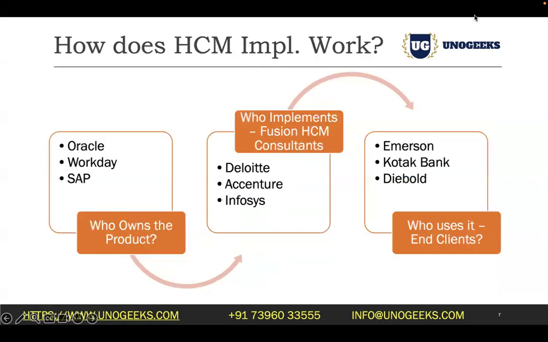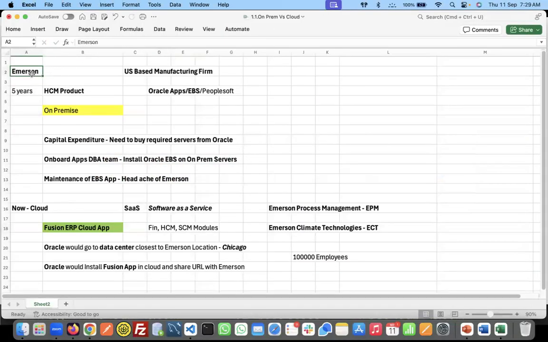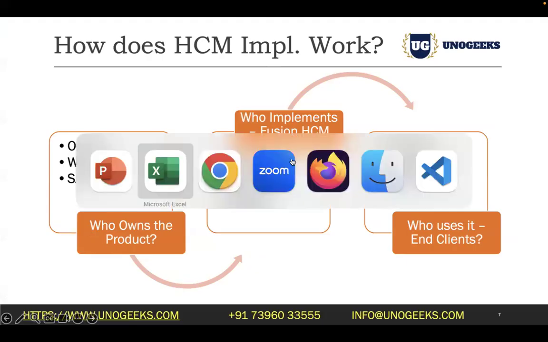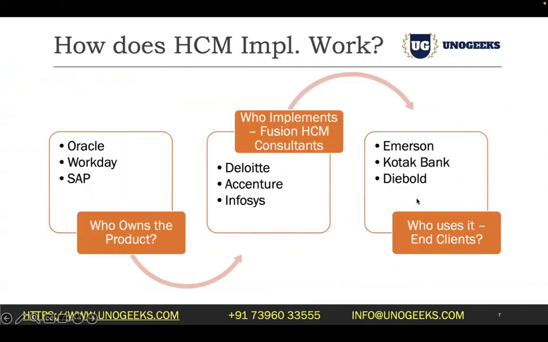Now, this is the most important part, guys. How does an HCM implementation work? We'll go back to the same example. Emerson went to Oracle and said they want to use the Fusion application. Oracle installed this Fusion application in the cloud and shared the URL with the client. When Oracle shared the URL with a client, what exactly would the client do? Let's assume that Emerson has got this application.